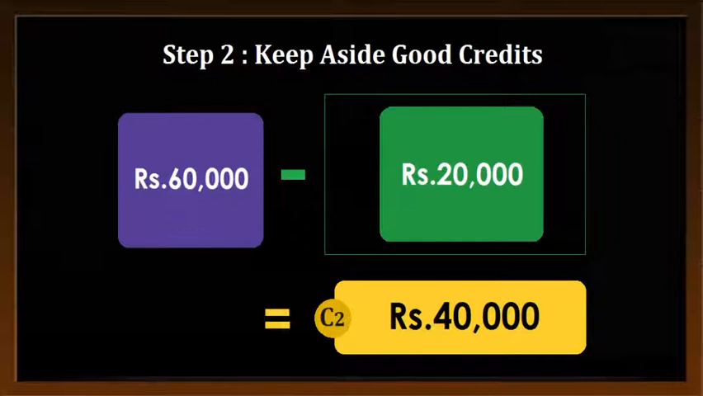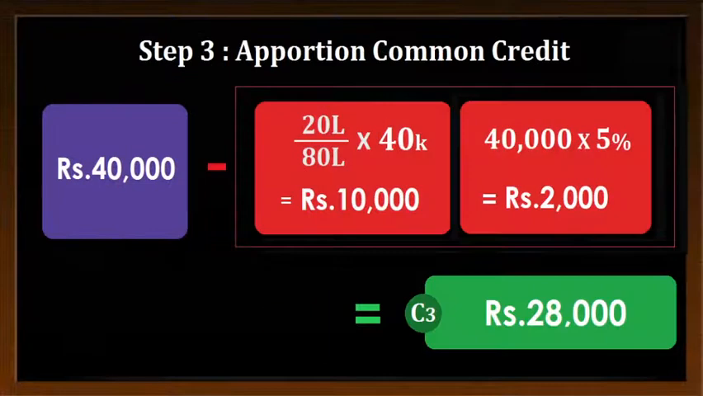20,000 what we got in step number 2 and 28,000 what we got in our step number 3. So total of this is the good credit. So 20,000 plus 28,000. So total 48,000 rupees is the eligible input tax credit. So now the answer should be Mr. Ramesh can claim rupees 48,000 as input tax credit.